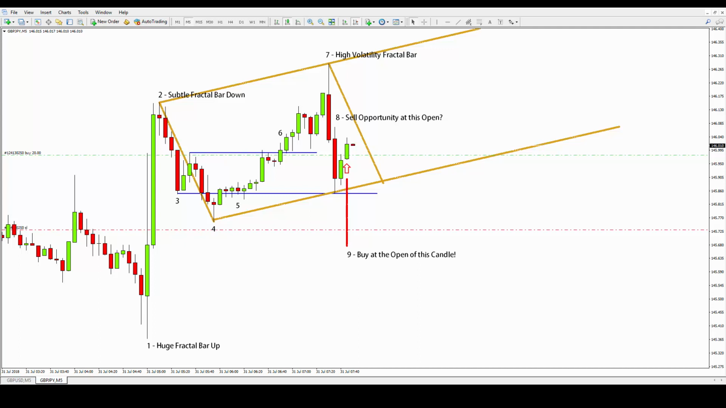In number 2, we can see a subtle fractal bar pointing down with low volatility after a wide volatility bar going up. Surely enough, price begins its trajectory down after the fractal bar. In number 3, we see the market going down in the minor flow and creating a minor low that later will be broken by the movement marked in number 4.